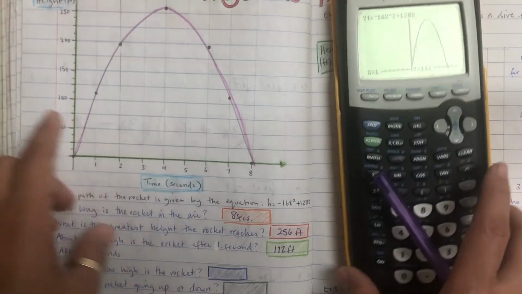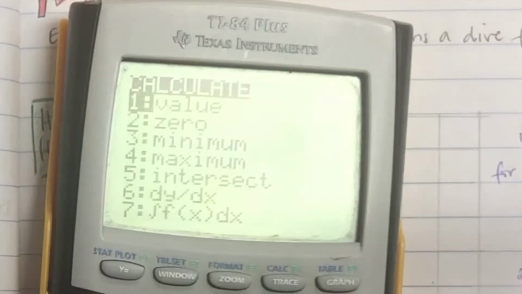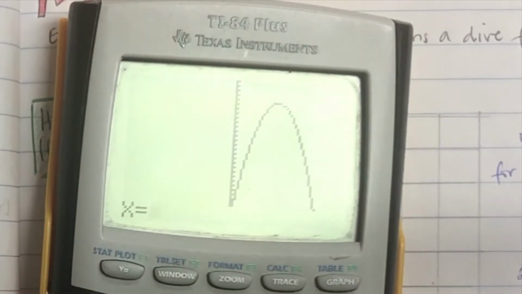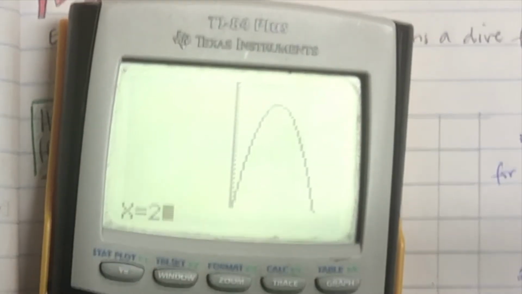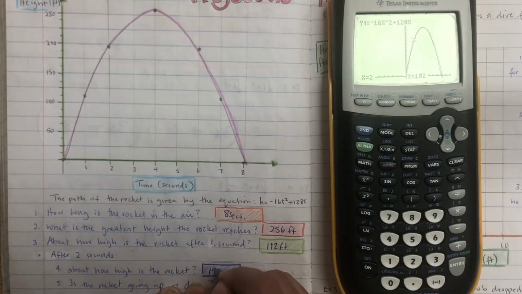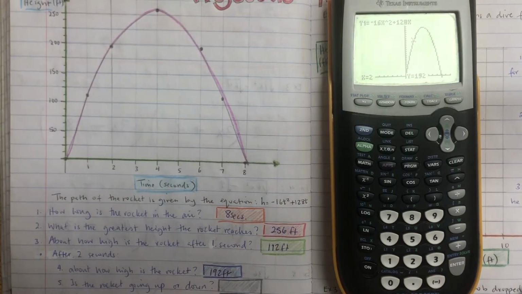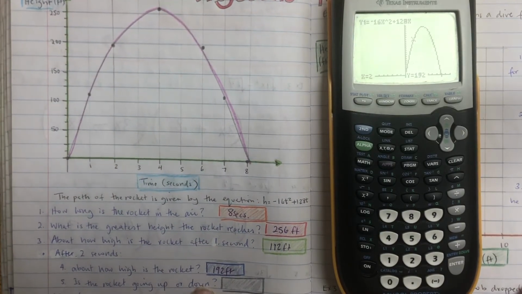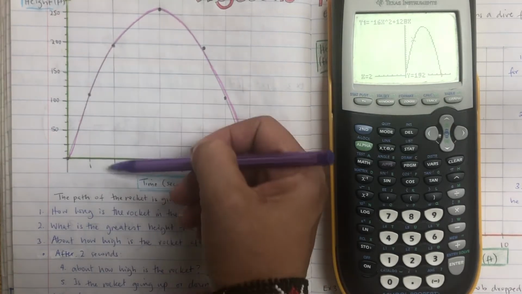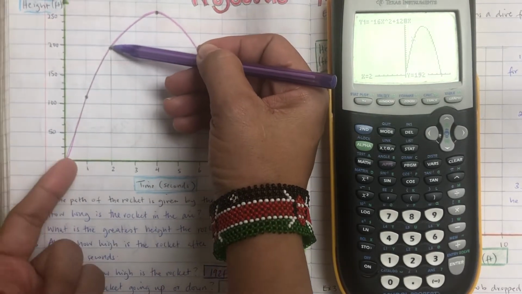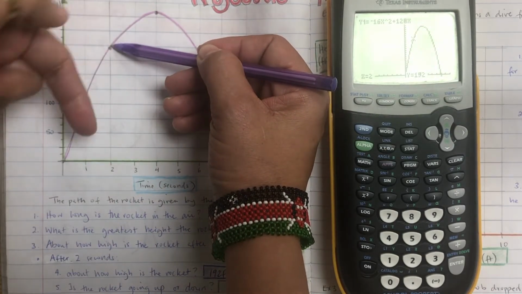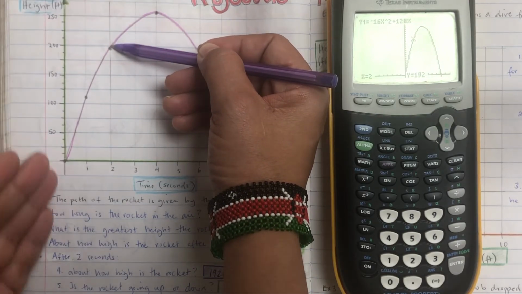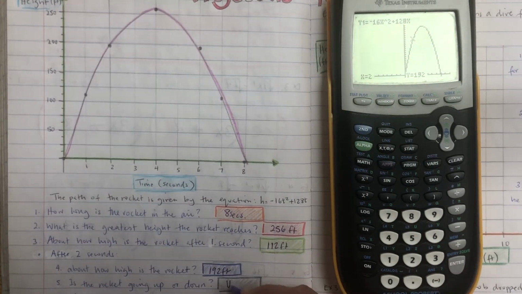If you need to know the exact value, go second, calculate. What value am I putting in? I want it after 2 seconds for x. So 192 feet. Is the rocket going up or down after 2 seconds? So right here at 2 seconds, is it going up or down? Obviously it's going up because you can see it's on this side of the curve. So it is going up.